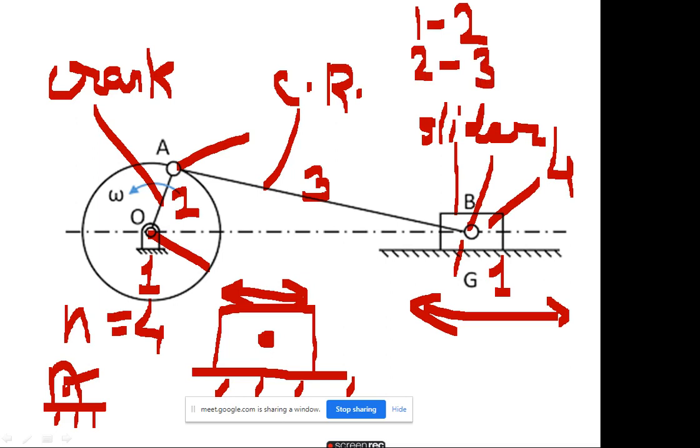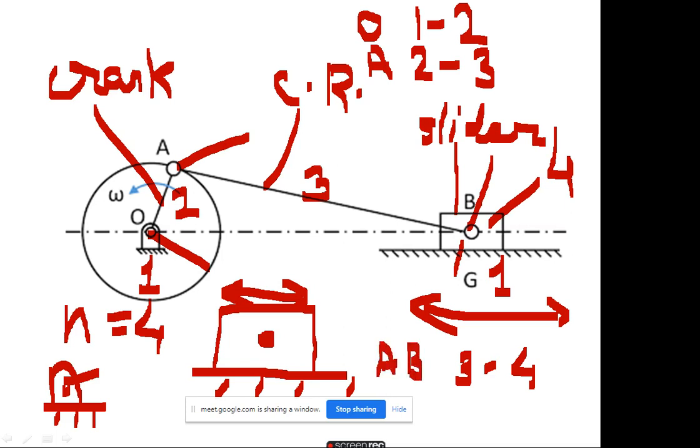I'll give the names also. This is O, and this is point A. These are the lower pairs that I am telling you about. Next, from A to B, that is the connection from the third link. Next, third to the slider. Third is the link with respect to the slider, 3 to 4. So here 3 to 4 is the connecting rod, that is from A to B.